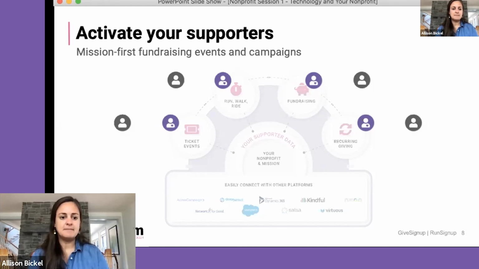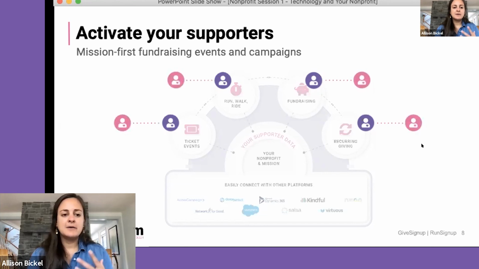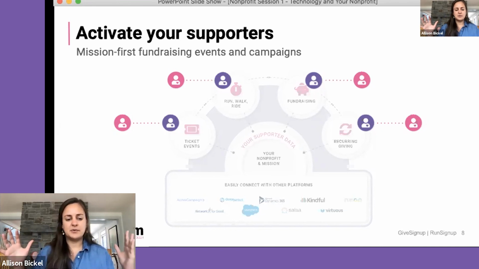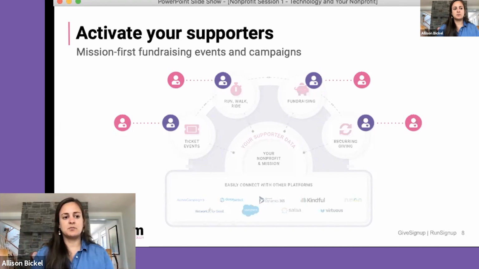And the powerful thing about supporter engagement and having free and purpose-built fundraising event technology is you can create all these activation points through events and campaigns to not only strengthen those existing supporter relationships and make them feel more connected and tied to your mission, but also to get that whole bucket of people who may be aware of your nonprofit more engaged and start bringing them in closer to your mission.